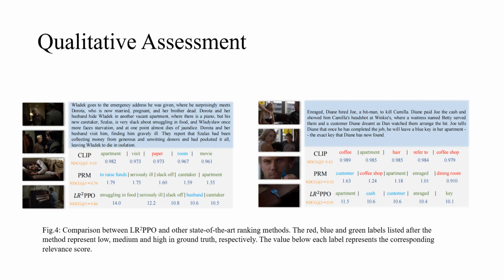We compare LR2PPO with other ranking methods like CLIP and PRM. Our method consistently ranks high relevance labels at the top and low relevance labels at the bottom, aligning better with human preferences and providing more valuable insights.